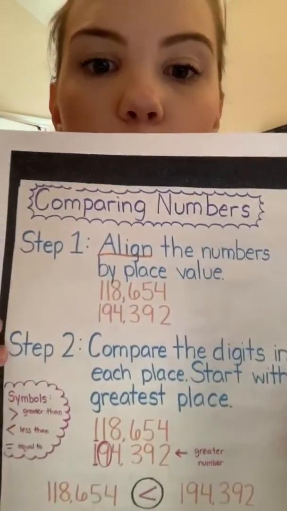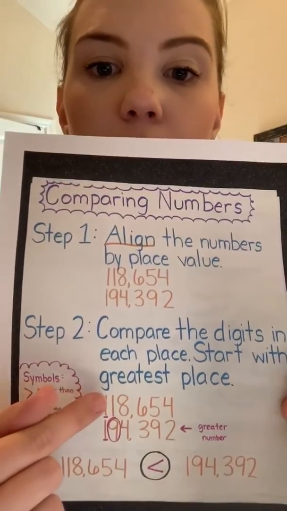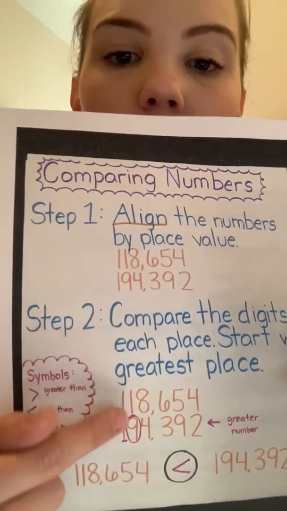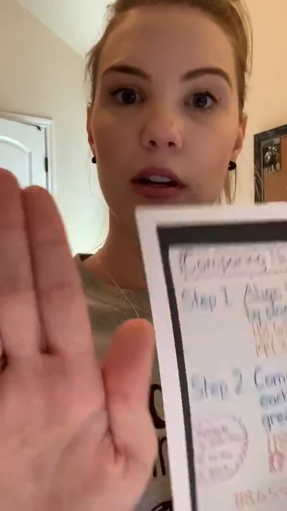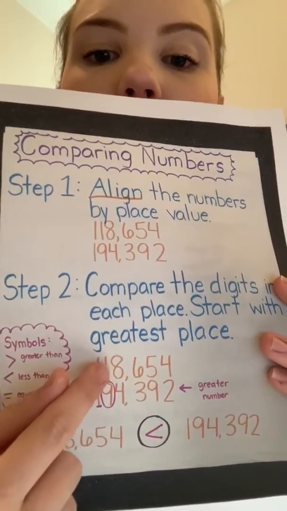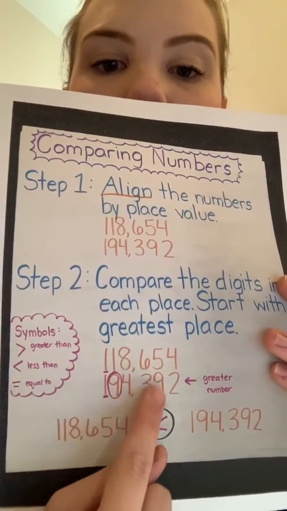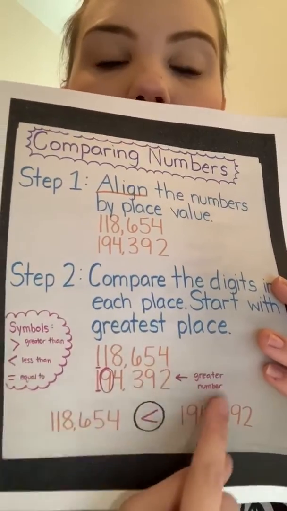So the way you do that is you go through each part. You go through the 100,000s. You say 1, 1. Remember, we say keep it moving. Then we have a 1 and a 9. We say stop. The 9 is greater than the 1. Therefore, 194,392 is the greater number.